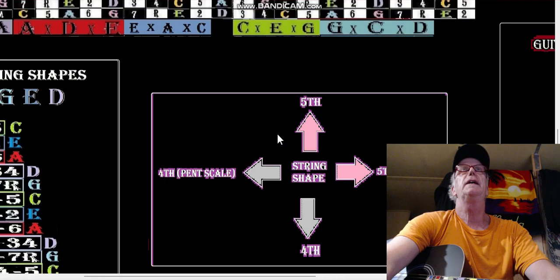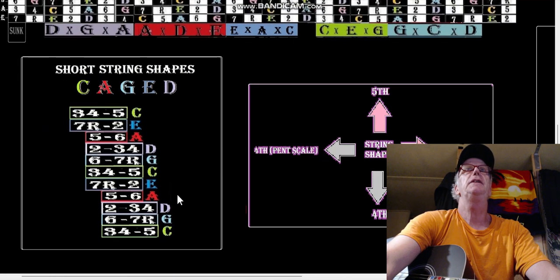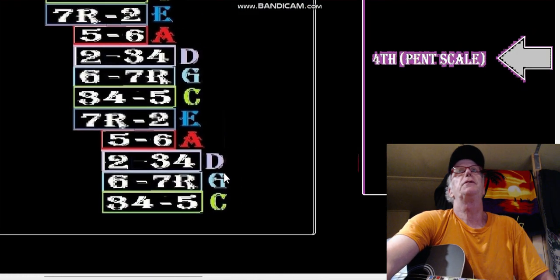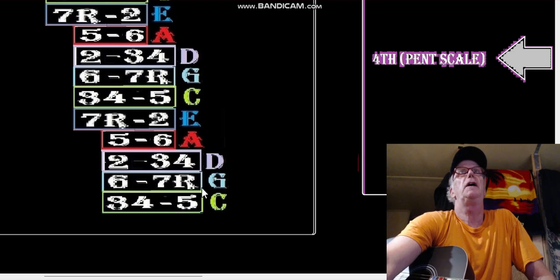So over here, again, we have the D string shape. We start here with the C string shape, 3, 4, 5. The next string up is the fifth of it, 6, 7, root. The next string up is the D string shape, 2, 3, 4. Why is it the D string shape? Why is it 2?